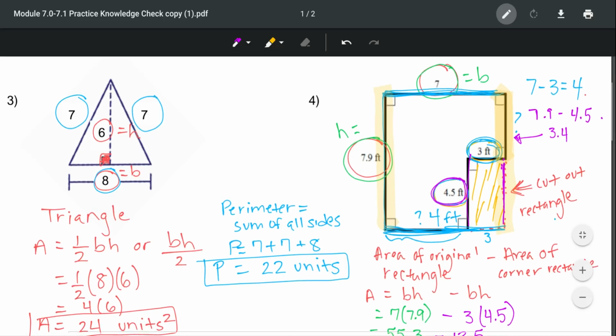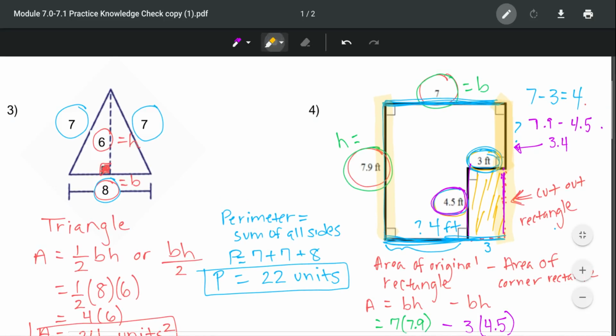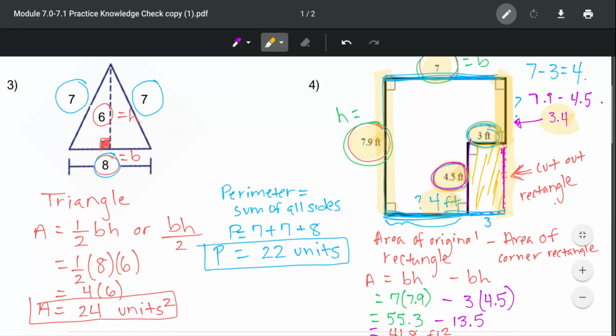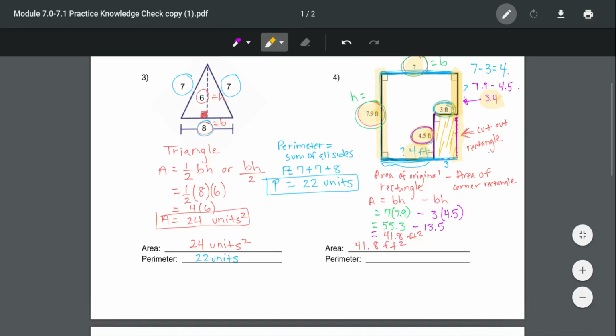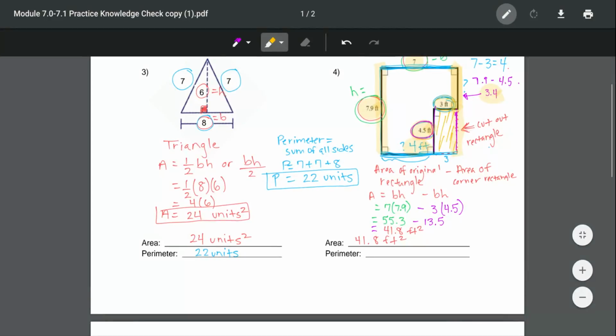Okay, so now to get the perimeter, we would add up all these side lengths, and I know this diagram's getting messy. So you would add 7.9, 7, 3.4, 3, 4.5, and 4. Okay, so I'm going to have to use the bottom part of my paper.